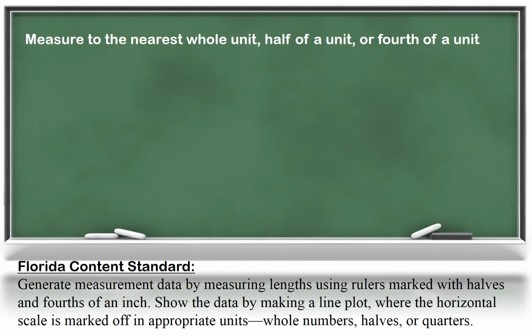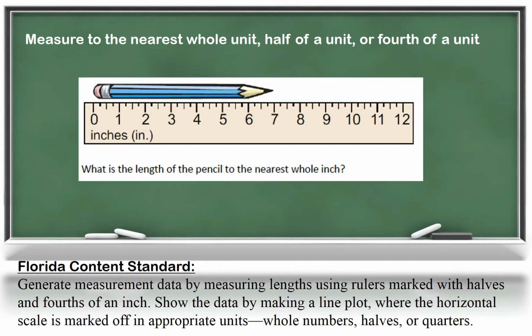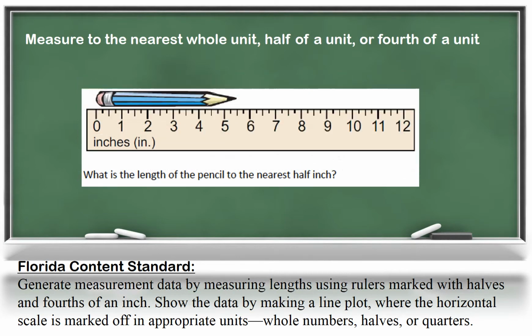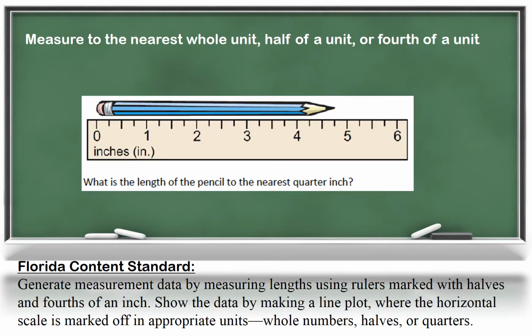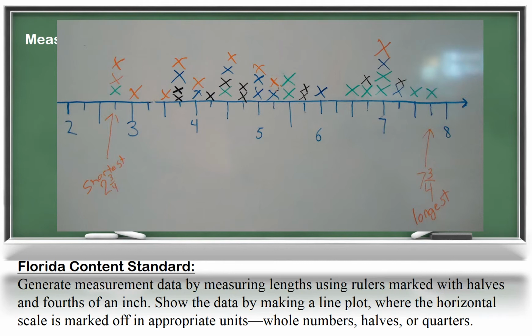Children in third grade, while working with fractions in prior units, experience fractions on a number line. This understanding can be applied to finding length measures to the nearest whole, to the nearest half, or to the nearest fourth or quarter of a unit. They can then record the data for these lengths using a line plot.